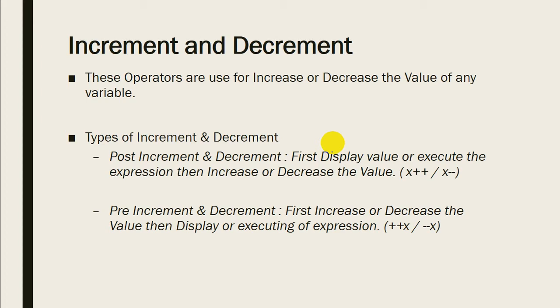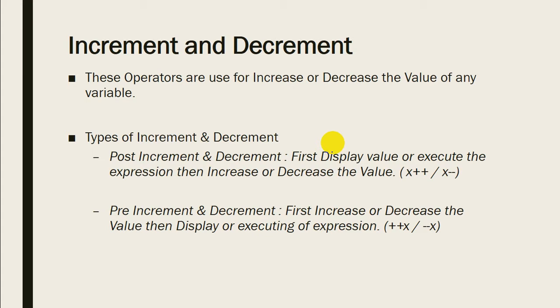So we have two types of increment and decrement. One is post increment and decrement, and another is pre increment and decrement. Post increment first displays or executes the expression and then increases or decreases the value. And how can we do that? We can do that by the variable name followed by the double plus symbol for post increment, and the variable name followed by the double minus symbol for post decrement.